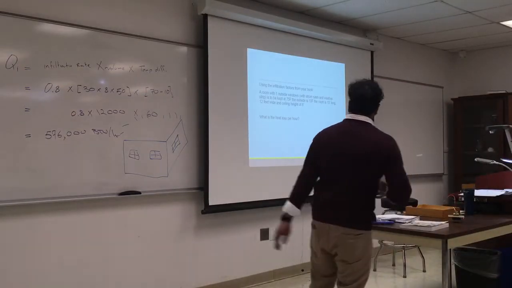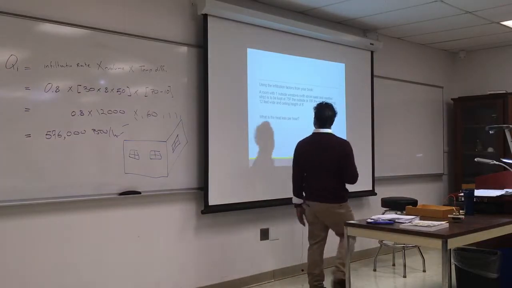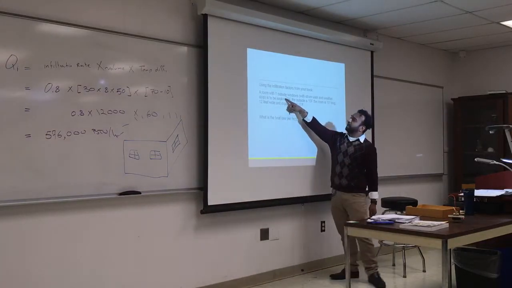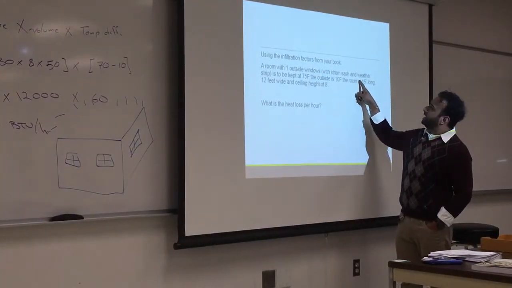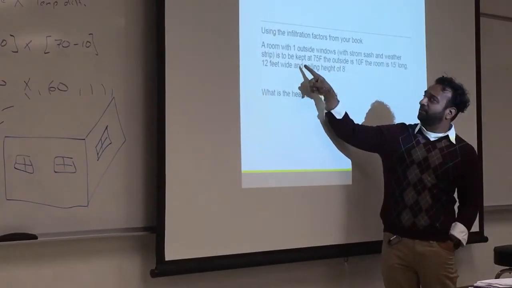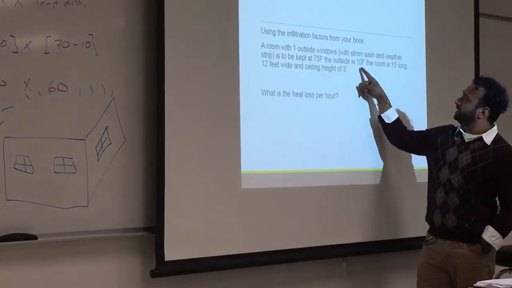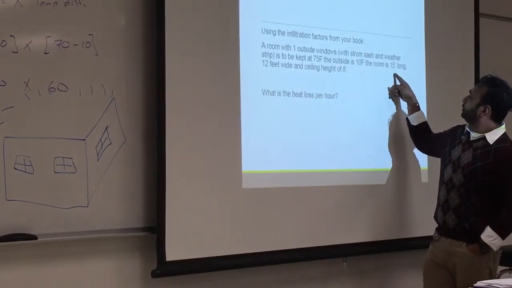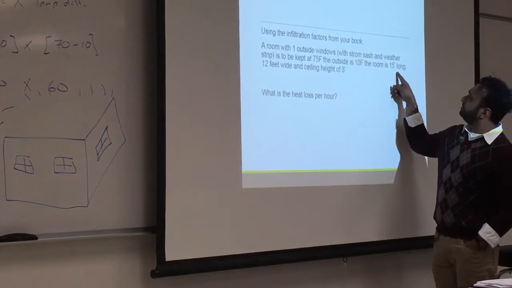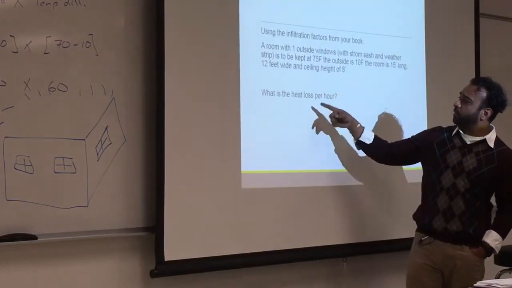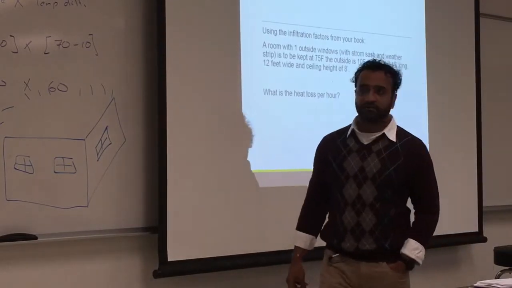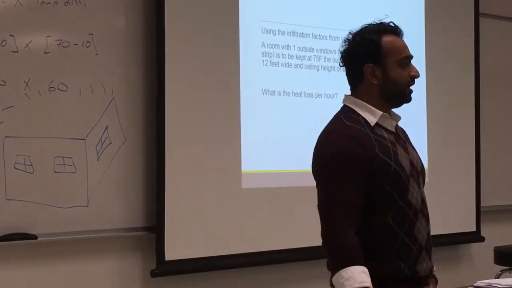So I'll give you 5 minutes. Let's try this example. A room with one outside window, with storm sash and weather strip. It's kept at 75 degrees on the inside and 10 degrees on the outside. The room dimensions are 15 feet long, 12 feet wide, and a ceiling height of 8. What would be the infiltration heat loss? Let's take 5 minutes and do it, see what you do.